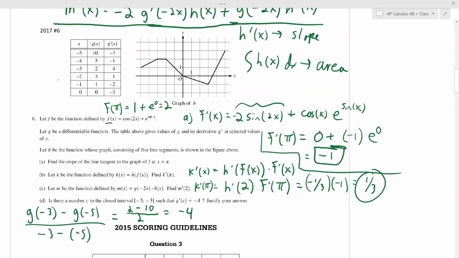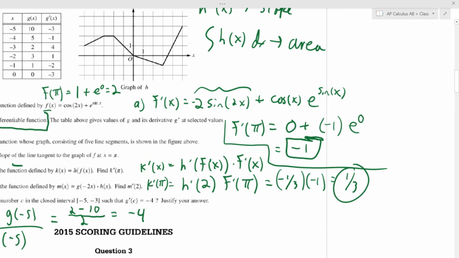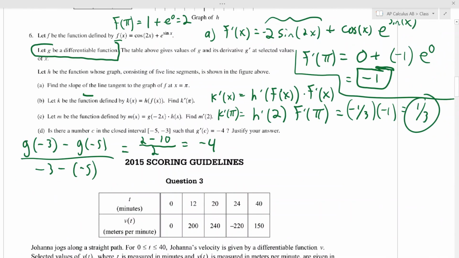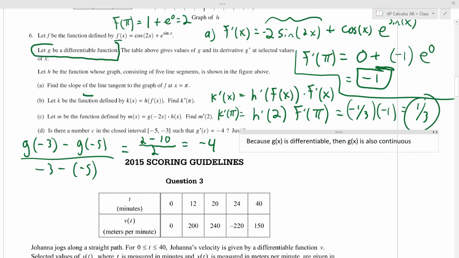Okay, but we've got to write the conditions. And for this to work out, we need G to be continuous and differentiable. Cool. And they tell me G is differentiable, so it must also be continuous. Okay, so we're going to write that out here. Actually, I'll type it up just so it looks a little nice. Because G of X is differentiable, then G of X is also continuous. I know it's redundant, but just say it. Just name the function you're talking about.